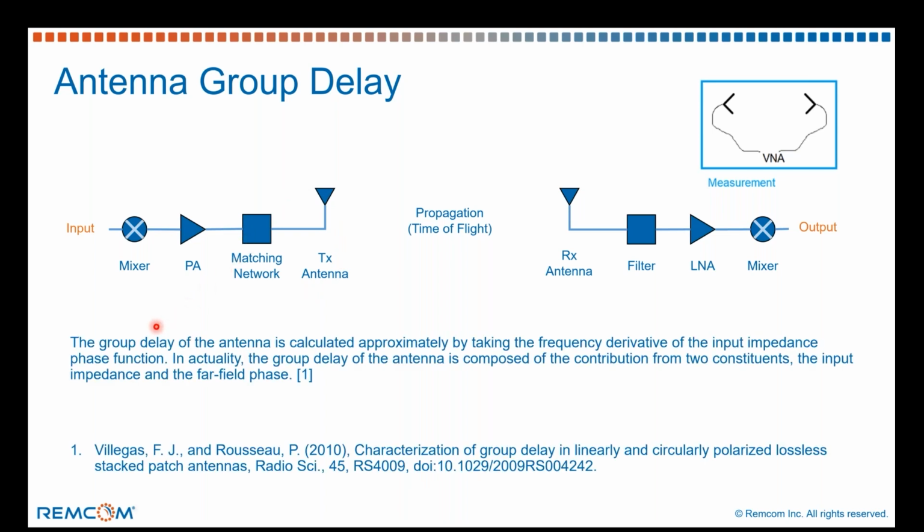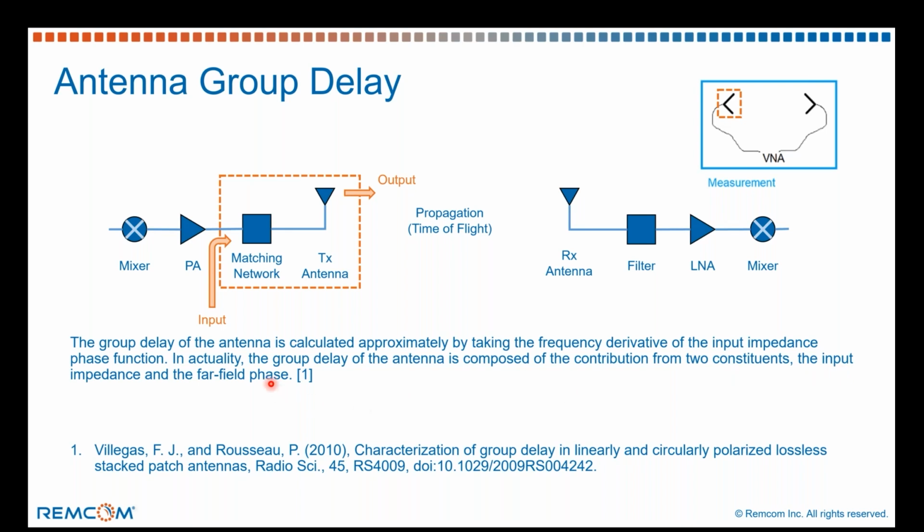So one way we can look at that is the group delay of the antenna is calculated approximately by taking the frequency derivative of the input impedance phase function. So this seems like a pretty straightforward measurement to take. Look at S11, look at the input impedance, and based on the frequency derivative, you can get at least an approximation of your group delay looking into the port of your antenna. In actuality, group delay of an antenna is composed of contributions from two constituents. You've got your input impedance and you have your far field phase.